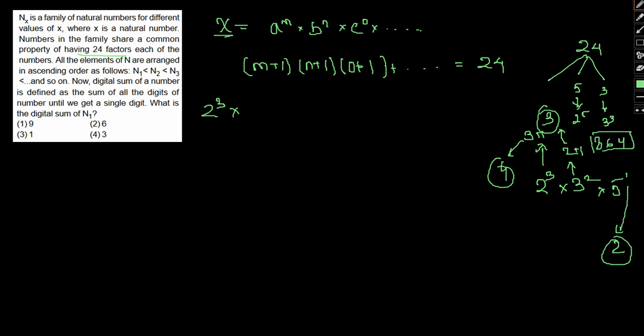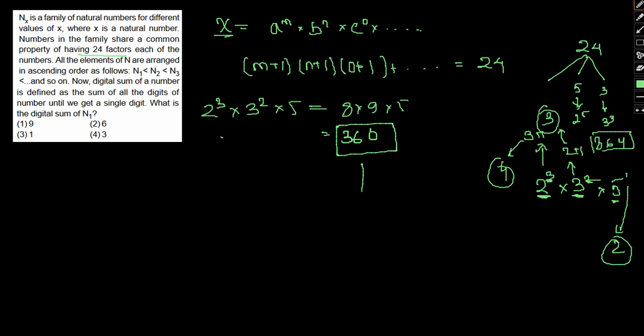I don't think we can have anything smaller than this, because for the minimum value we have taken the maximum power on the smallest base, and for 5 we have taken power 1, so we cannot go lower than this. So we have 2 cube into 3 square into 5, that is 8 into 9 into 5, so 72 into 5, that is 360. This is the minimum value, the value of n1. So our digital sum would simply be 3 plus 6 equal to 9. 9 will be our answer, option A.